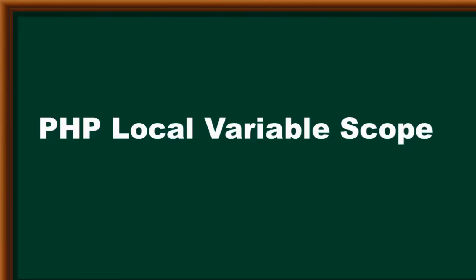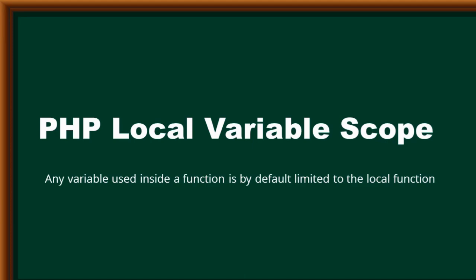In this lecture, I will be explaining how local variable scope works. A variable that is declared within a function or used inside a function is referred to as a local scope and can only be accessed from within that function. So let me show you an illustration of how that works.